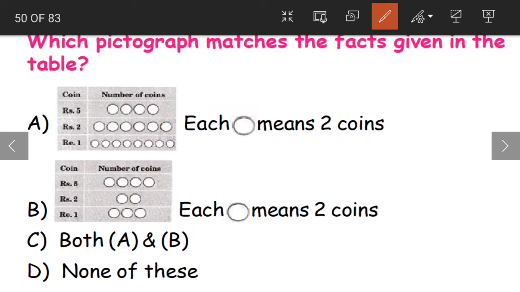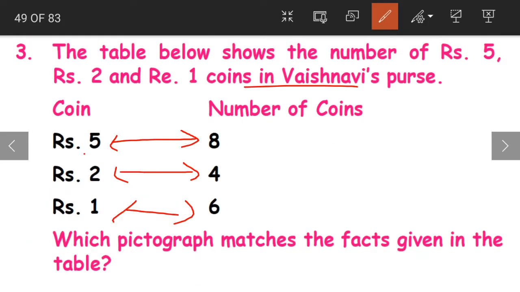If you look at the pictograph, one circle means 2 coins. One circle means 2 coins. So here, first, how many 5 rupee coins does she have?